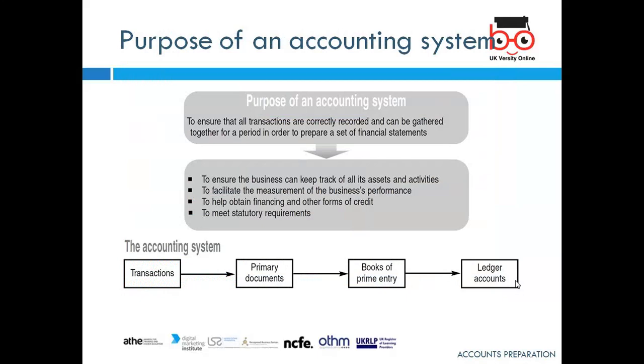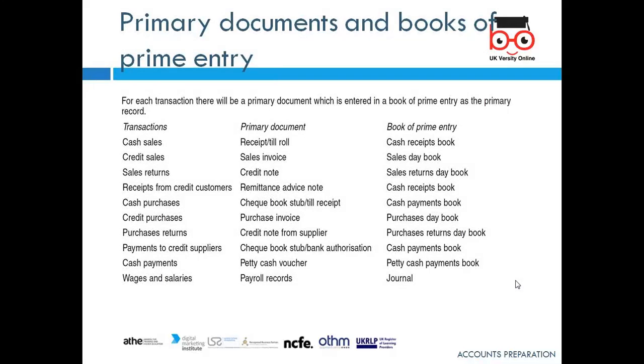The purpose of an accounting system is to ensure that all transactions are correctly recorded and can be gathered together for a period in order to prepare a set of financial statements. What is the system? We have a transaction, and we have primary documents, where we have purchase ledgers, sales ledgers, books of primary entry: the cash book, sales book, sales return book. All these are called the books of prime entry, and then we prepare the ledger accounts from them, the trial balance, and then we prepare various other statements.